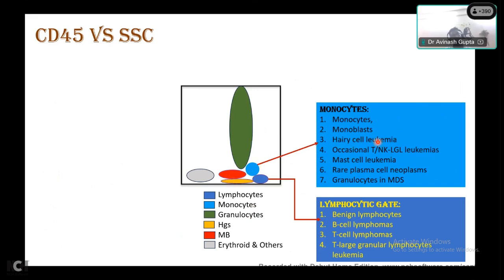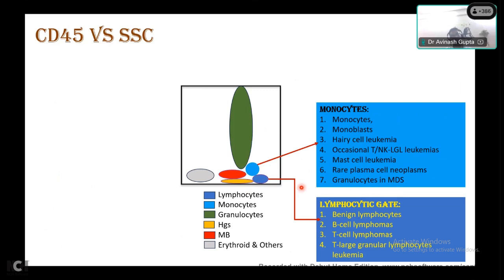Hairy cell leukemia. Why will hairy cell leukemia cells have a higher side scatter? Because their cytoplasm has a lot of villi, and because of this their scatter will increase, and their size is a little bit larger than the normal lymphocyte. So they will sit in this monocytic region, and may be in a continuum from the lymphocytic to the monocytic region. Then mast cell leukemia; we all know that mast cells have a lot of granules. Sometimes, very rarely, plasma cell neoplasm may be CD45 positive, or a subset may be positive, and that subset may fall here. And granulocytes in MDS.